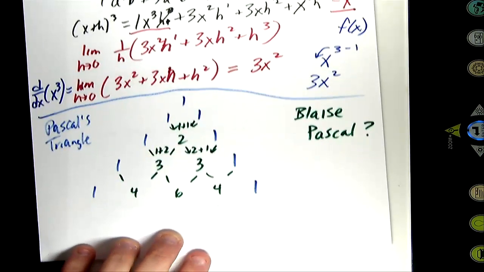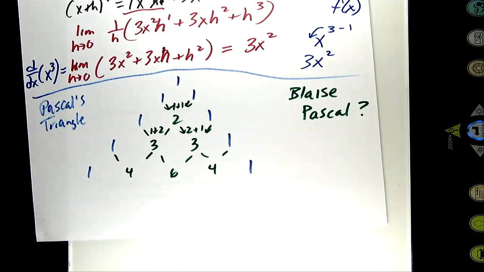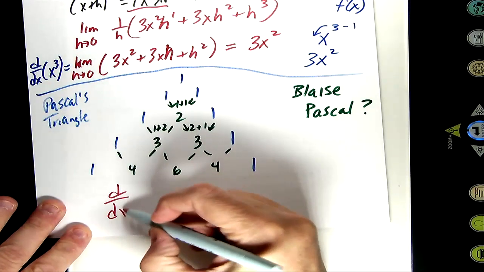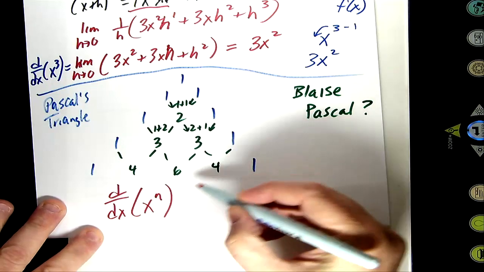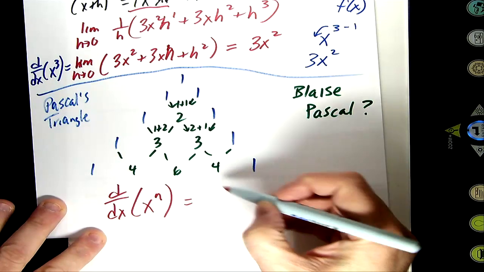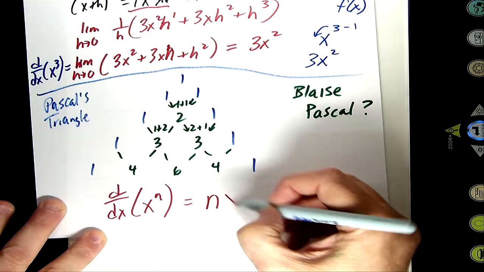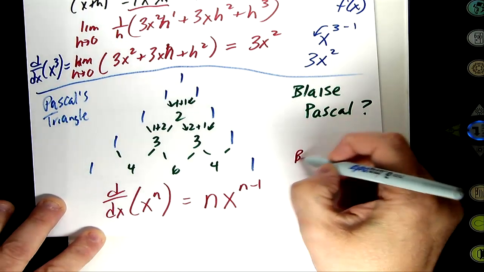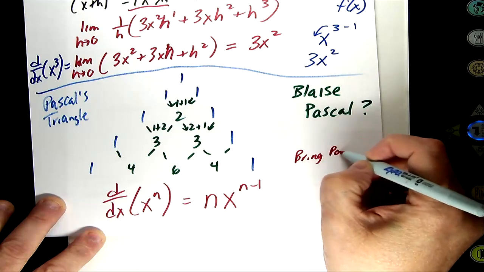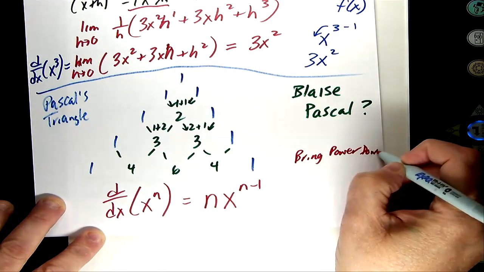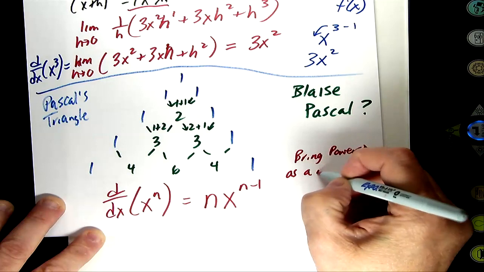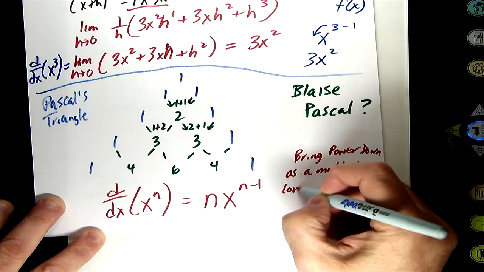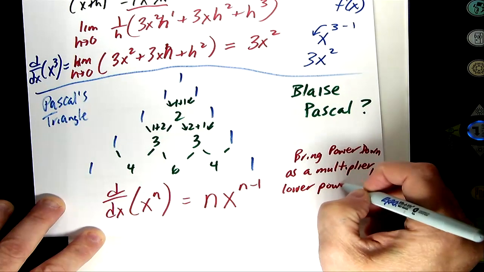All right, so basically what we've shown so far is if we're taking the derivative of x to the nth power, we don't have to use limits anymore. We can just bring the power down as a coefficient, as a multiplier, and then lower the power by 1.